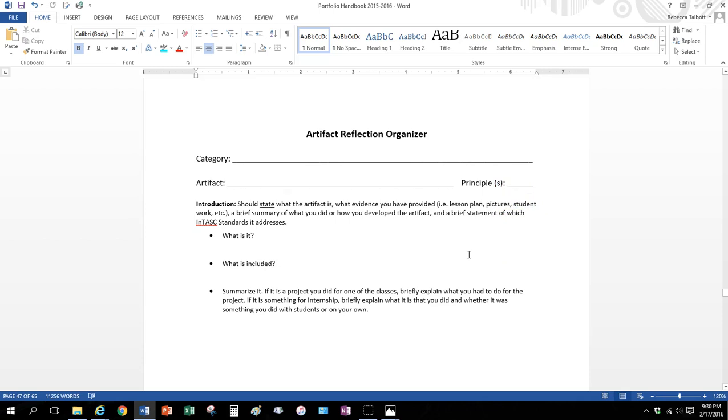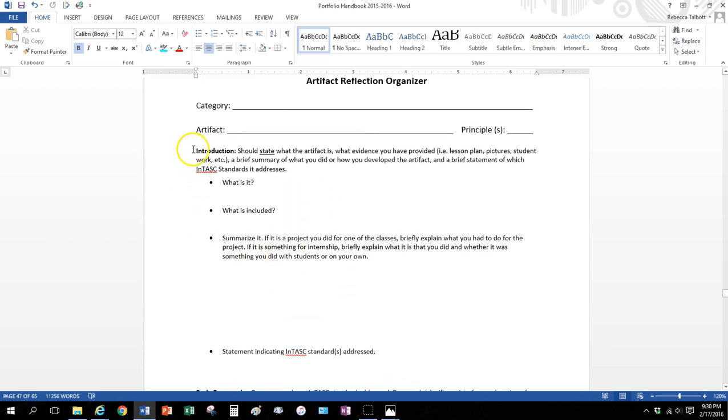Because the whole purpose of the portfolio is to show how you can meet these 10 standards. All of your work throughout the program will illustrate your ability to do that. The way that you show that is through your reflection and description of the activities you've done, and you explain how they fit with one or more of the principles that we are going to be studying. So this breaks down what goes in each part of the reflection.